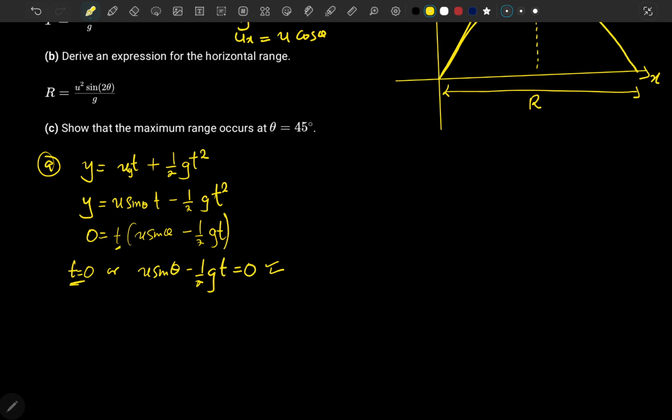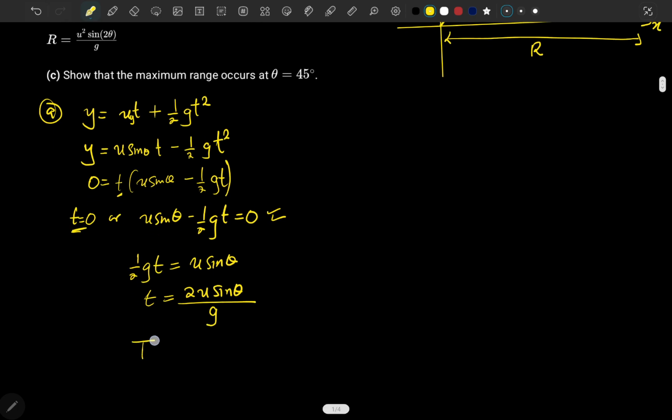So from there, I just have to make t the subject of the formula. If I make t the subject, I'm getting half g t equal to u sine theta. And because of the 2, the 2 multiplies this side to give us 2u sine theta over g, which is the formula for the time of flight, given by capital T equals 2u sine theta over g. You've derived it.